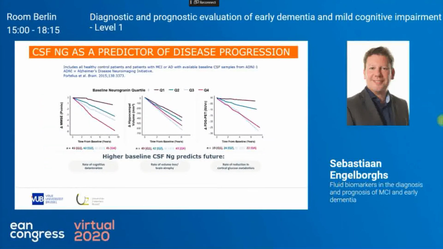Anyhow, neurogranin might be a promising biomarker to predict disease progression, albeit a non-specific marker for Alzheimer's disease. It seems to predict future rate of cognitive decline. It predicts rate of volume loss and brain atrophy, and it also predicts a reduced cortical glucose metabolism on the FDG PET in this study.